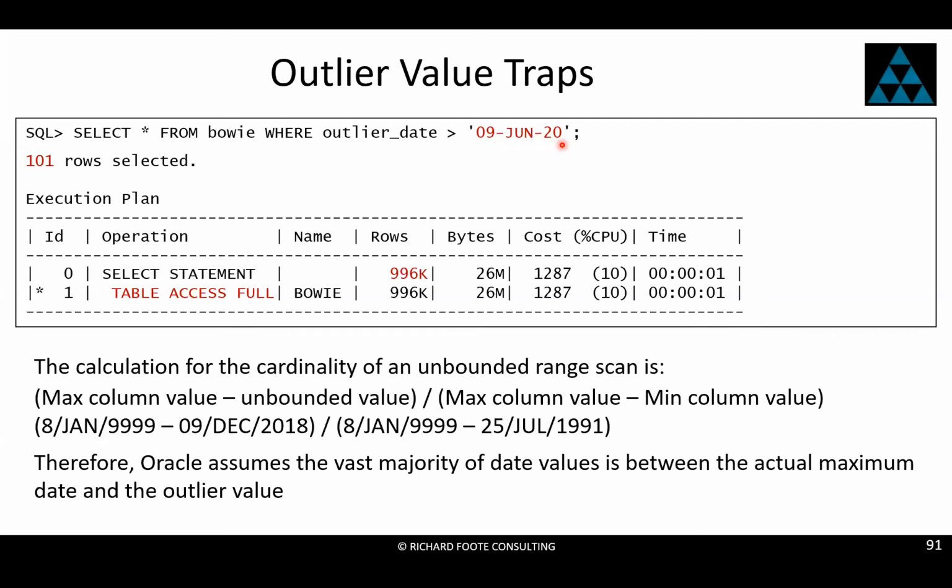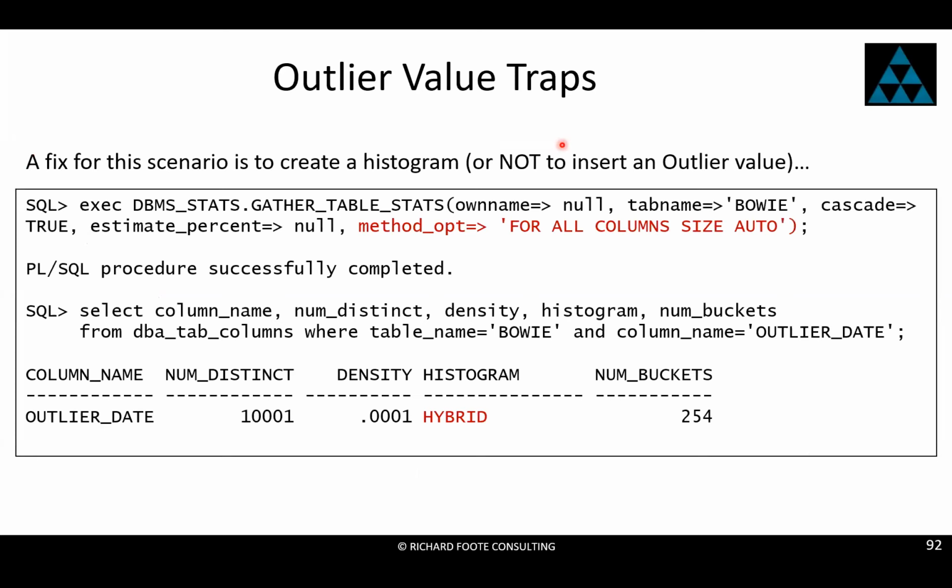It doesn't realize there's a massive hole between the 9th of June and the year 999. Without a histogram, there's no way for Oracle to detect that. So to fix this, there's two things I could do. One is I can create a histogram, because with a histogram, Oracle will be able to determine the fact that actually in my last bucket, I've got a huge hole worth of data here.